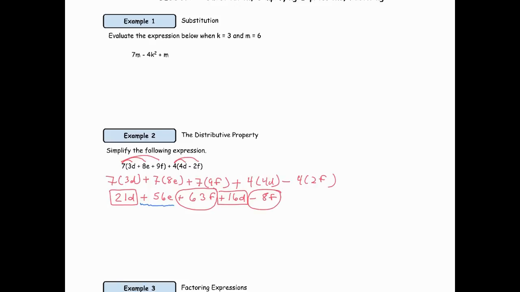So when I combine like terms, combine my d's together, 21d plus 16d become 37d plus 56e. Lastly, I have a positive 63f minus 8f. When I combine those, positive 63 minus 8 is a positive 55f. This expression, in most simplified terms, is 37d plus 56e plus 55f.